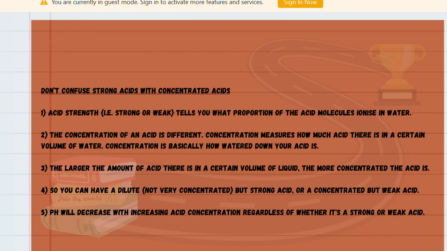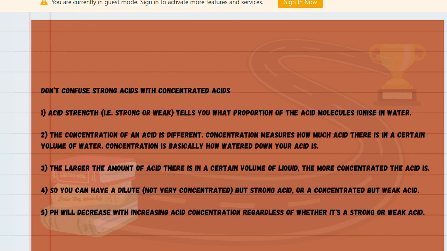Don't confuse strong acids with concentrated acids. Acid strength, for example strong or weak, tells you what proportion of the acid molecules ionize in water. The concentration of an acid is different. Concentration measures how much acid there is in a certain volume of water. Concentration is basically how watered down your acid is. The larger the amount of acid there is in a certain volume of liquid, the more concentrated the acid is.